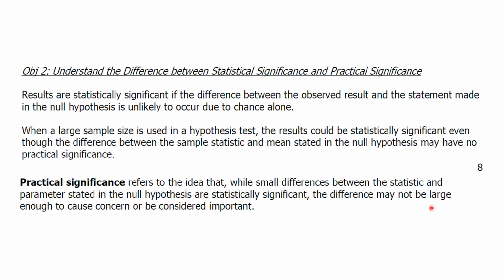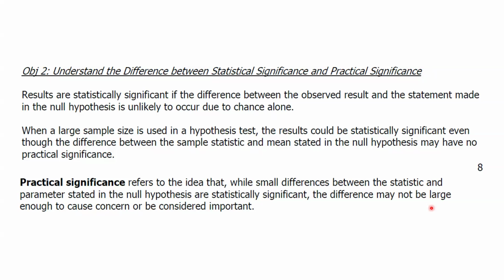Objective 2, understand the difference between statistical significance and practical significance. So results are statistically significant if the difference between the observed result and the statement made in the null hypothesis is unlikely to occur due to chance alone. So this means that if your p-value is small or less than alpha, you have statistical significance. This means the difference you observed probably didn't happen just by random luck.